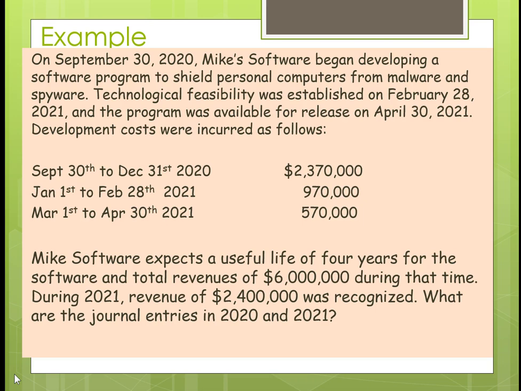Well, right from the beginning, we know that for 2020, we're going to go ahead and expense the $2,370,000 because that was before technological feasibility. In 2021, we'd also expense the $970,000 because that also is before technological feasibility. But the cost between March 1st to April 30th, we would be able to capitalize and then amortize, depending on what method we use, because it's at the point they have reached technological feasibility.